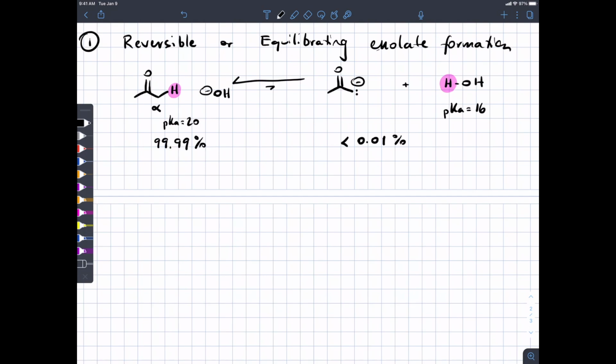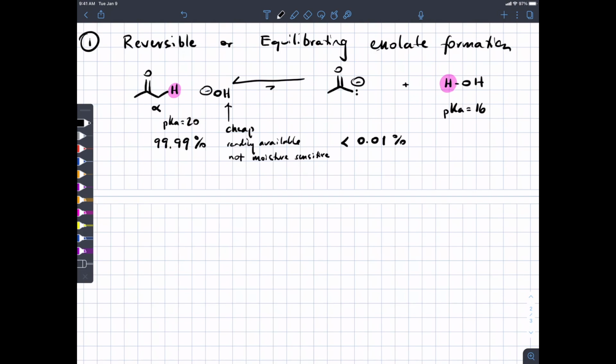And the great thing about hydroxide or alkoxides is that they are cheap, they're readily available, and they are not moisture sensitive, so you don't have to use special conditions to use those reagents.